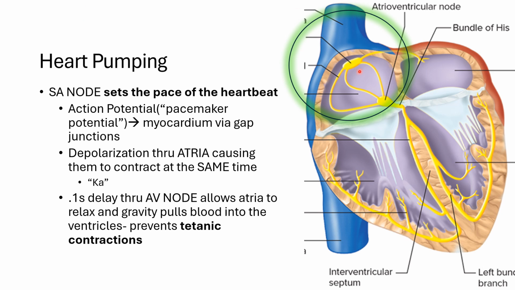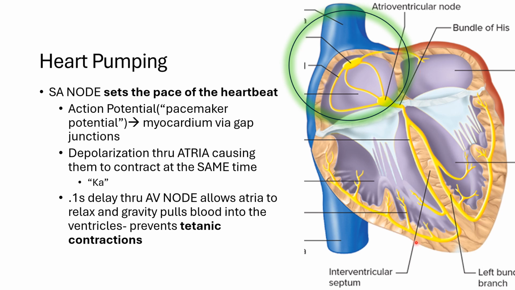So here's your SA node, here's your AV node. So in here, we're getting depolarization through the atria. And when you depolarize, you contract. When you contract atria, you push blood down into the ventricles. Both ventricles at the same time, because both atria, and you can see this here, both atria are innervated with nerve system action potential that causes them to contract or get smaller.